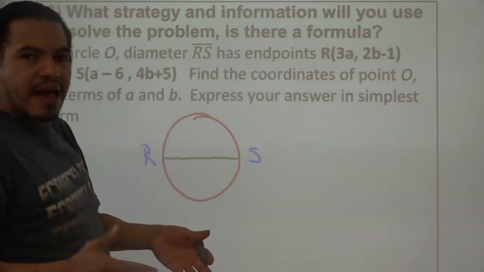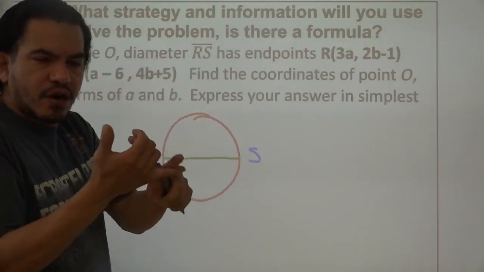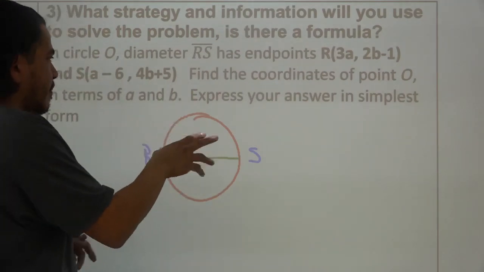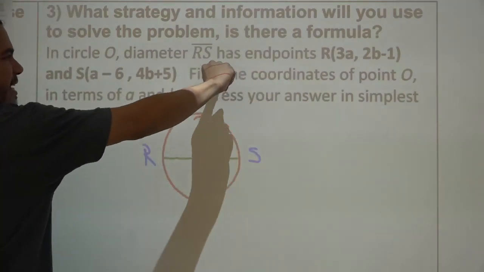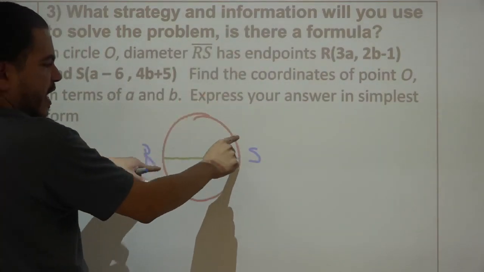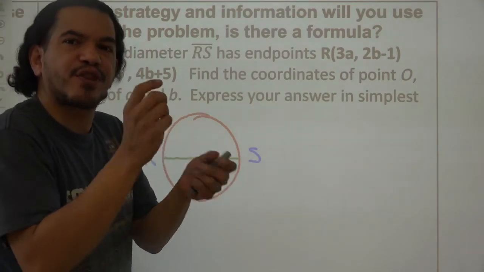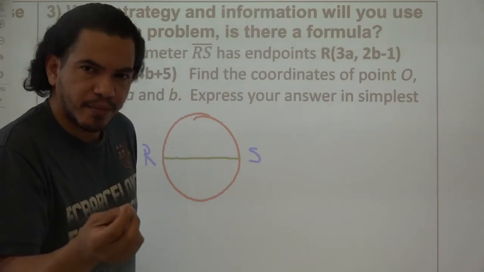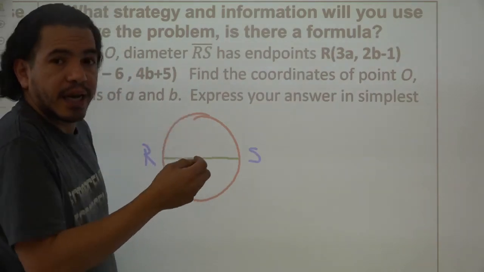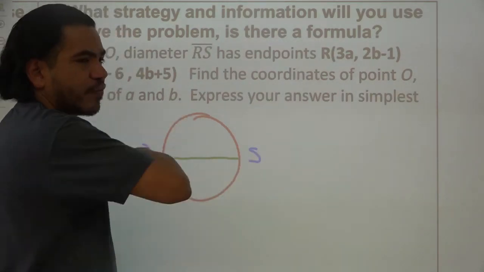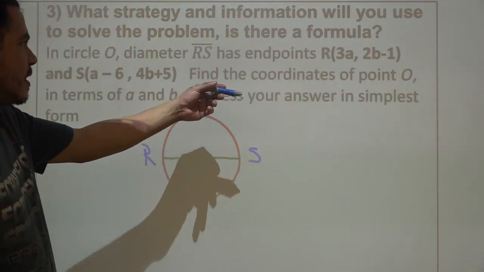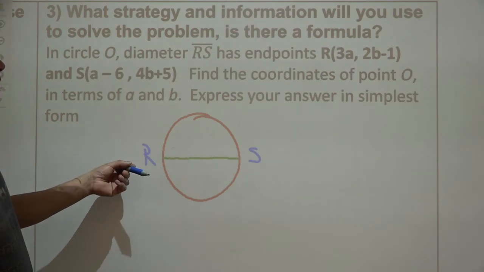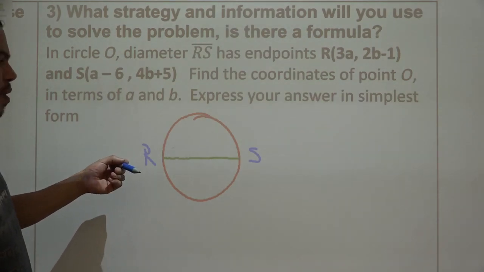Every time you have a problem like this that involves circles, triangles, and all that, picture it. Make a diagram so you can look at it better. So it has endpoints. They're giving me the endpoints, therefore they're going to ask me for the midpoint. If they give you the endpoints, they're going to ask you for the midpoint. If they give you the midpoint and one endpoint, they're going to ask you for the other endpoint. Anyways, the endpoints of R are 3a, 2b minus 1.